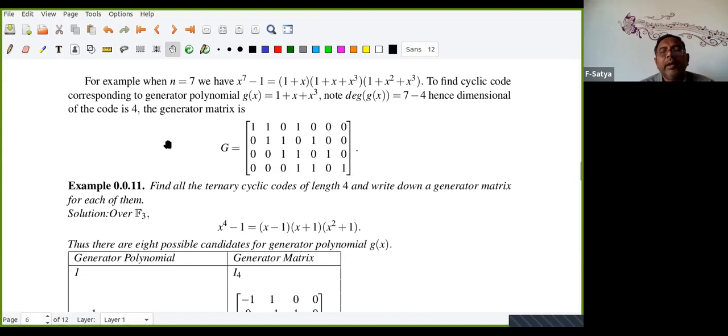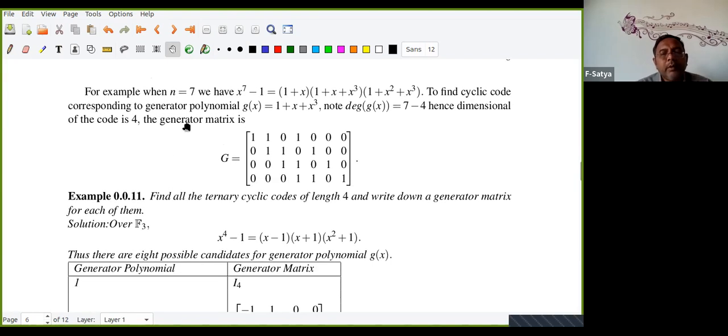Now coming back to this polynomial one more time. Are you ready? Concentrate now. Theory is over, no problems. So n equal to 7, x power 7 minus 1 equals 1 plus x into 1 plus x plus x cube. You know this, right? Now I want to look at the cyclic code coming from this polynomial. What is the degree of this polynomial? 3. That is n minus k.